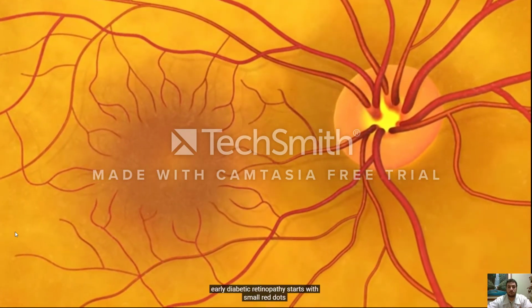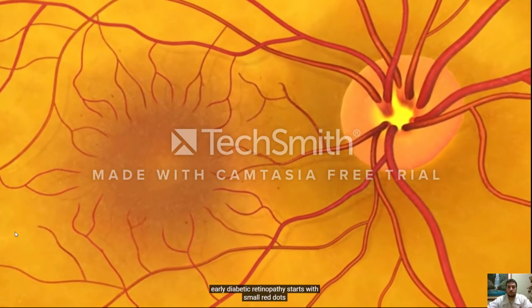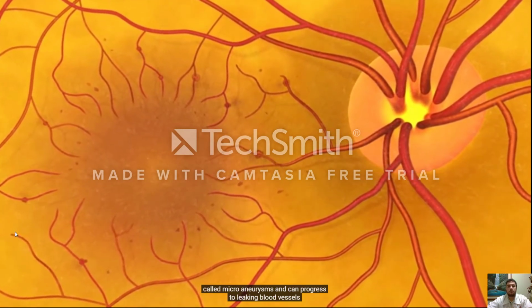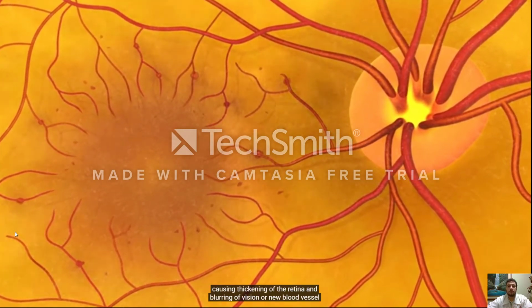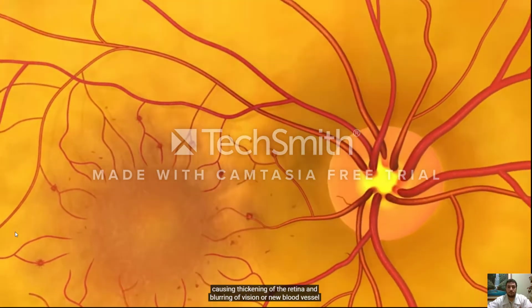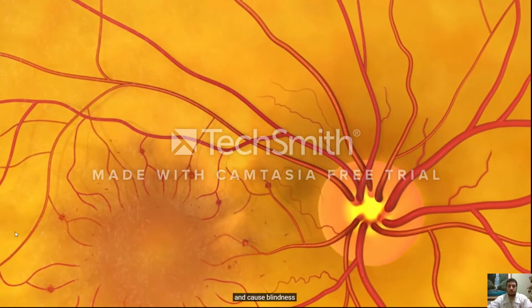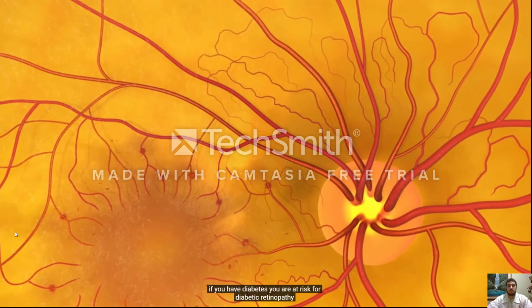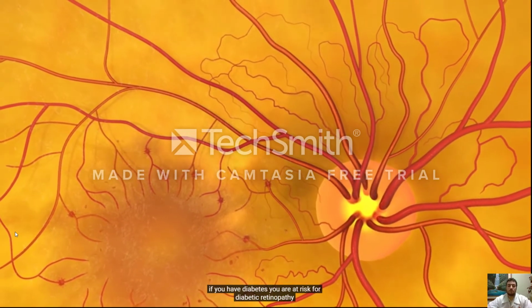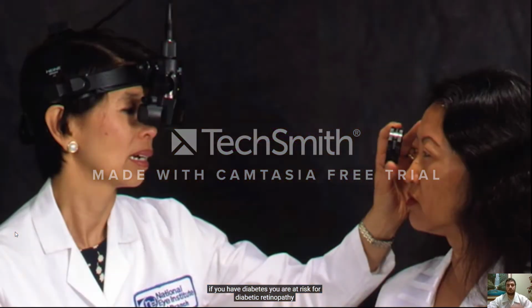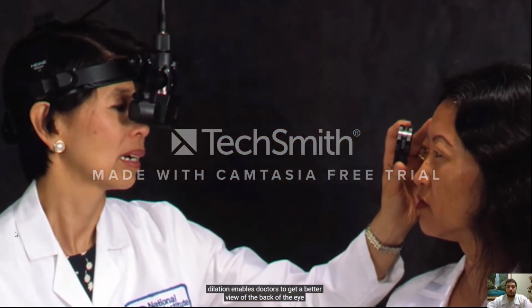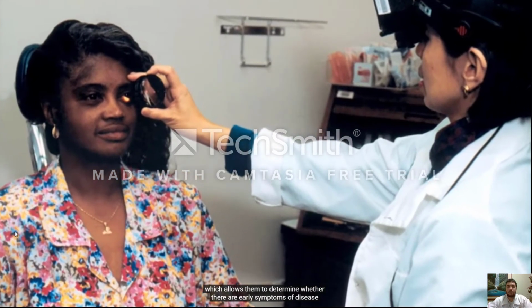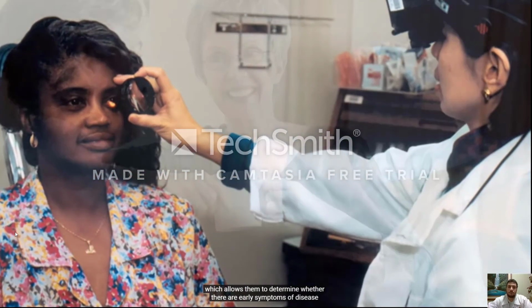Early diabetic retinopathy starts with small red dots called microaneurysms and can progress to leaking blood vessels causing thickening of the retina and blurring of vision, or new blood vessel growth that can bleed and cause blindness. If you have diabetes, you are at risk for diabetic retinopathy. Dilation enables doctors to get a better view of the back of the eye, which allows them to determine whether there are early symptoms of disease.